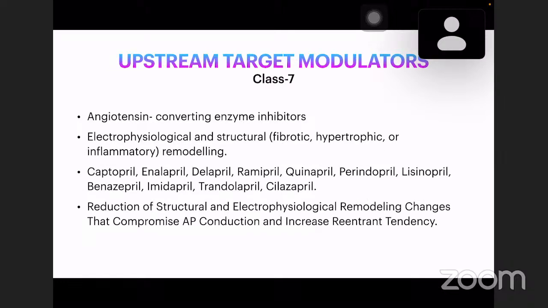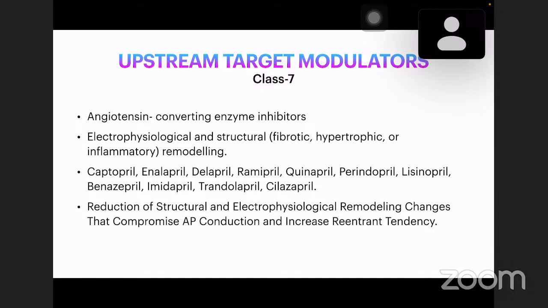Class 7 are upstream target modulators. These are long-acting drugs. These drugs should be used for a longer time to improve the cardiac function in already diseased cardiac tissue. The first subclass is angiotensin converting enzyme inhibitors. These act on the electrophysiological aspects and remodel the cardiac tissue, whether it is fibrotic, hypertrophic, or inflammatory.